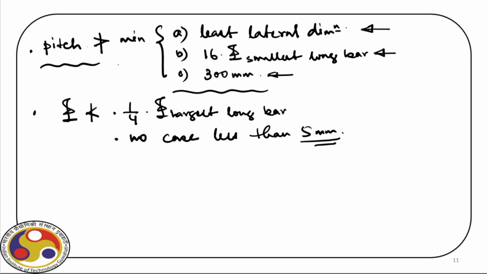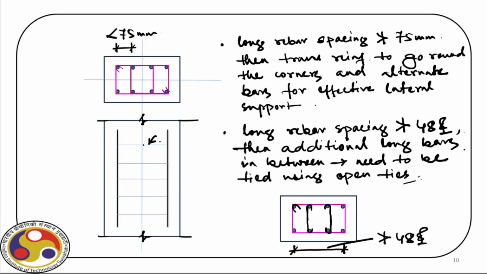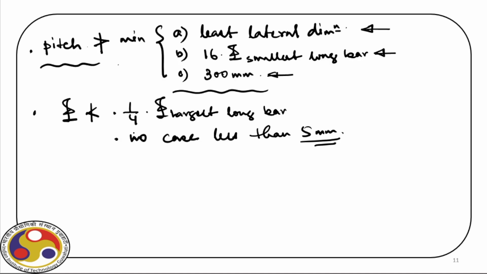So for lateral ties, phi min is equal to 5 millimeter. So we can't go below this. That comes from this: first we have to find out 1/4 of the largest diameter of the longitudinal bars. If that value is less than 5, then we have to provide 5. Otherwise, we have to provide this value.